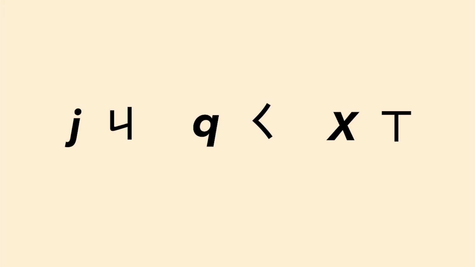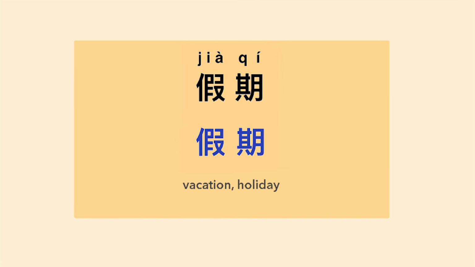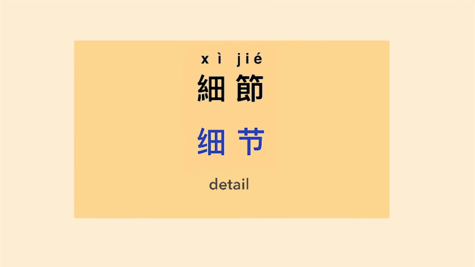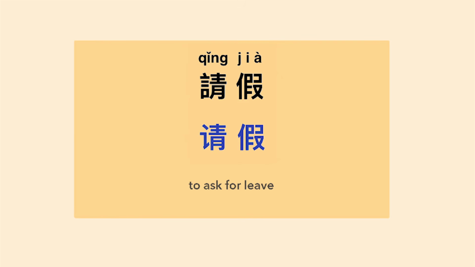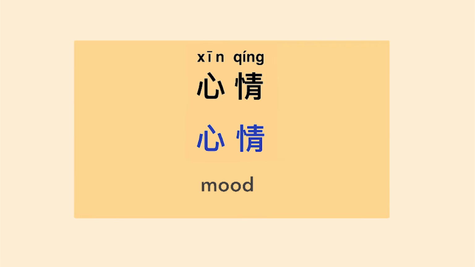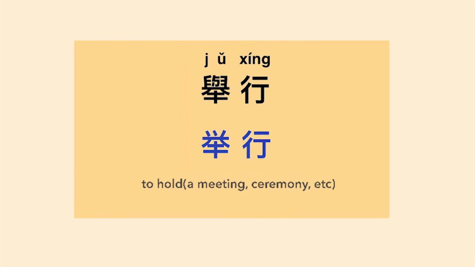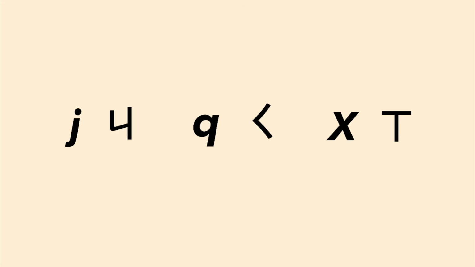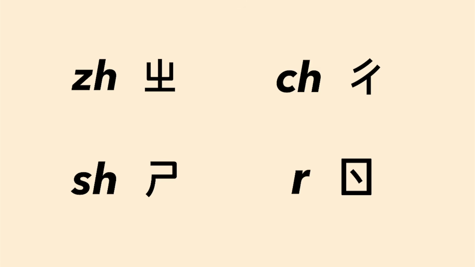Now let's practice them with words. 假期，假期，取消，取消，细节，细节，请假，请假，心情，心情，举行，举行。After learning 鸡、七、西, let's move on to 知、吃、诗、日.